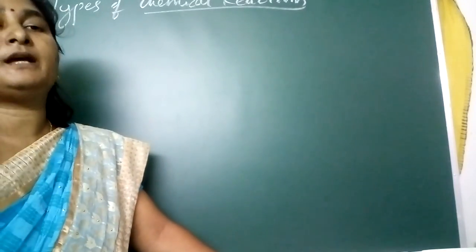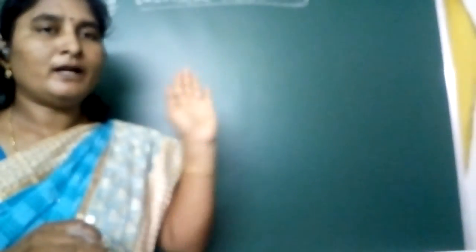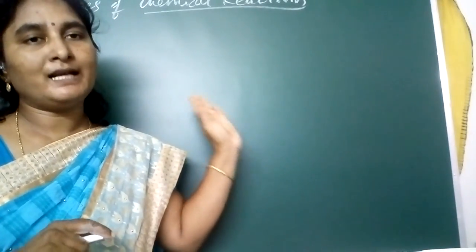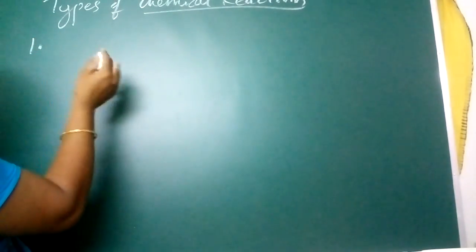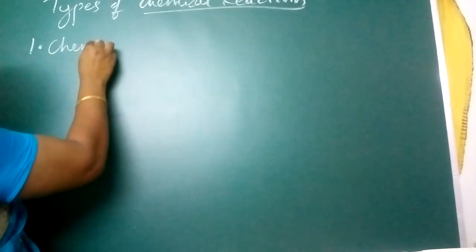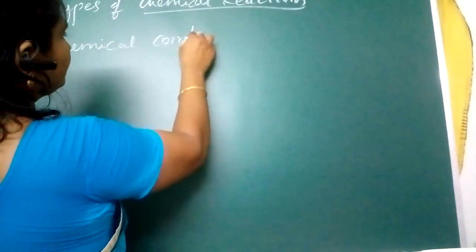So many chemical reactions are there, but we are discussing now one classification among them. Okay, don't get confused here, many are there. In this one classification, the first is the chemical combination reaction.